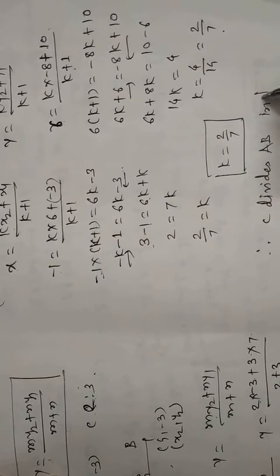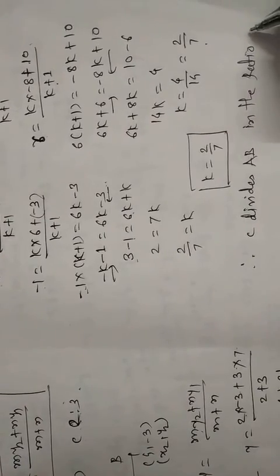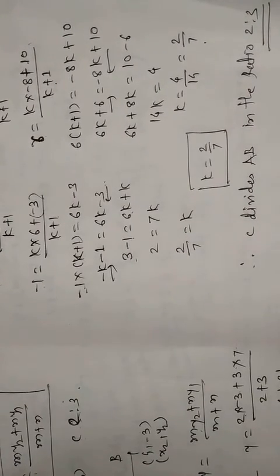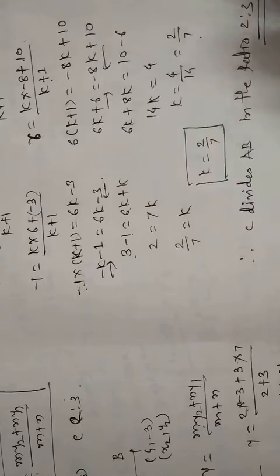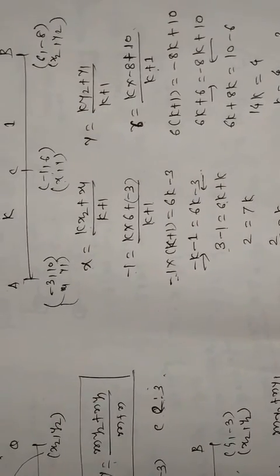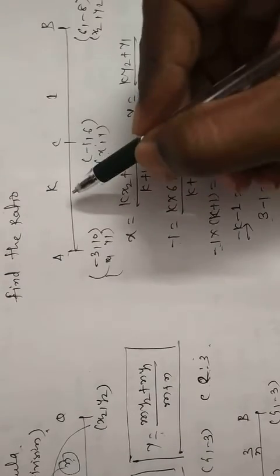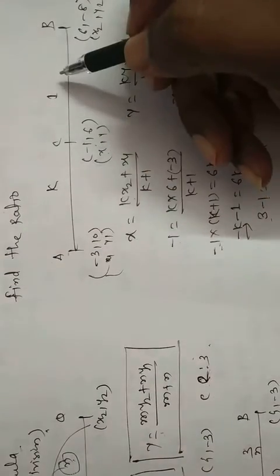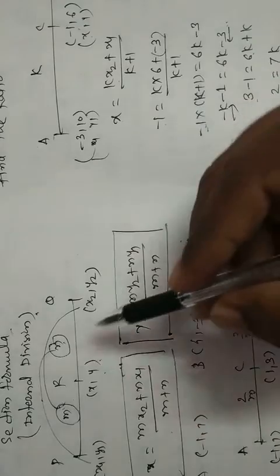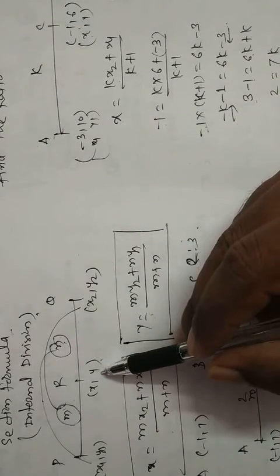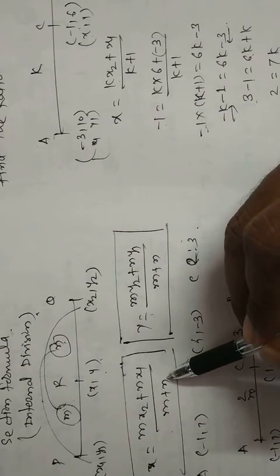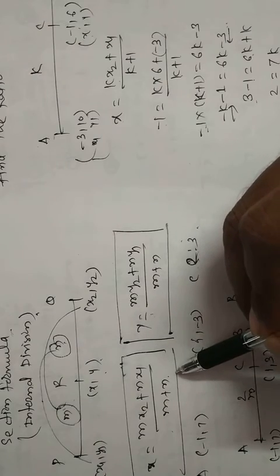in the ratio 2:7. So this type of example can easily come in the board exam, finding the ratio. So you use the k:1 formula, or if you know the ratio and need to find the coordinate, then you can use this formula, x is equal to (mx2 + nx1) upon (m + n).